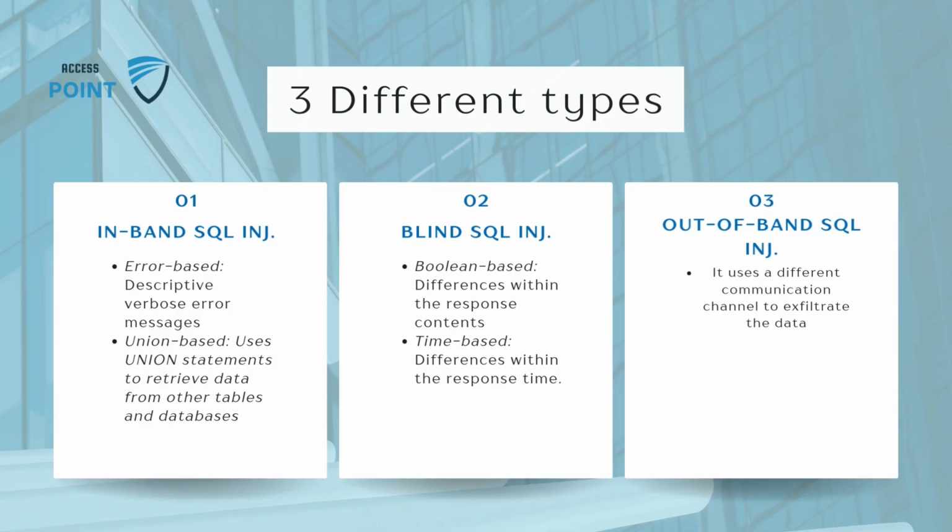In-band simply means the attacker uses the same communication channel, the web application itself, to both launch the attack and get the results. The two most important types of in-band SQLi are error-based and union-based. Imagine an attacker sends a malicious query, and the website crashes, spitting out a detailed error message. That's error-based SQLi. The attacker's goal is to intentionally cause a database error that leaks information.